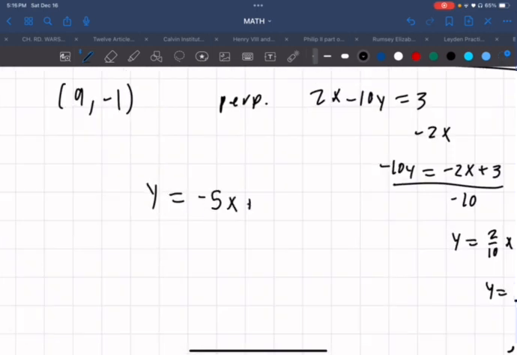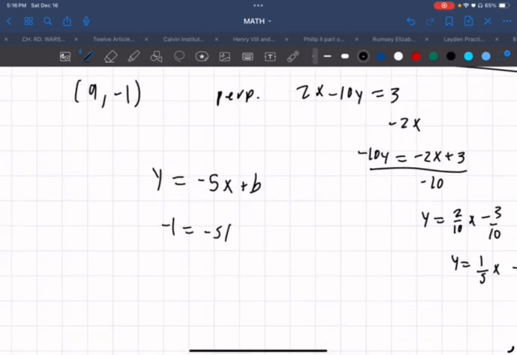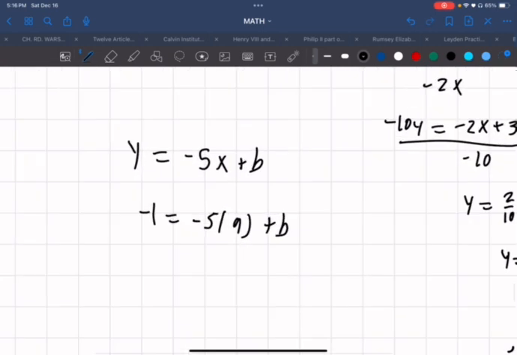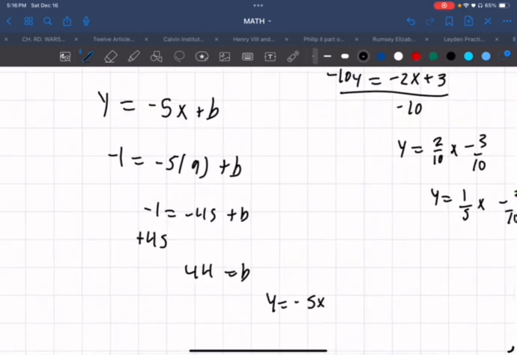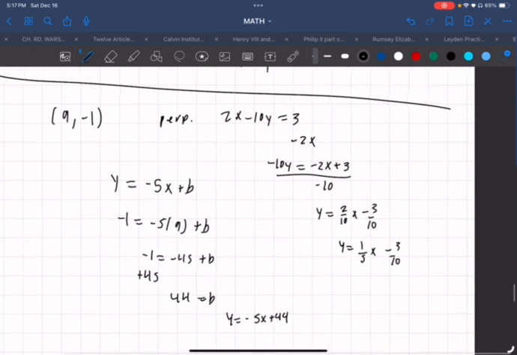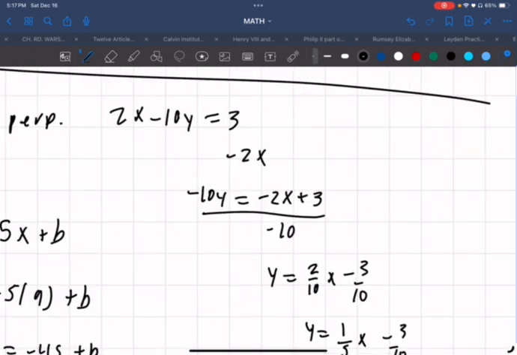So f equals negative 5x plus e. And it goes to negative 5x. So this should be, wait, I did something wrong. Right. So is that correct?